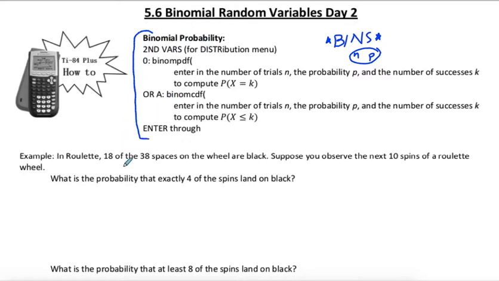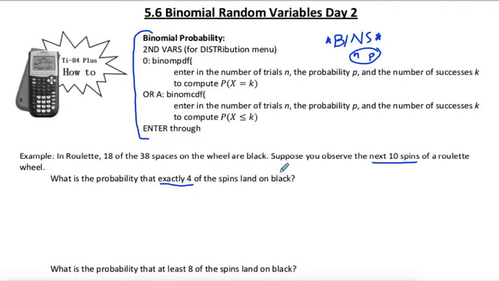And so I'm going to walk us through an example using our roulette wheel again and looking at the probability calculator. And so in our example, it says in roulette, 18 of the 38 spaces on the wheel are black. Suppose you observe the next 10 spins of the roulette wheel. What is the probability that exactly 4 of the spins land on black?